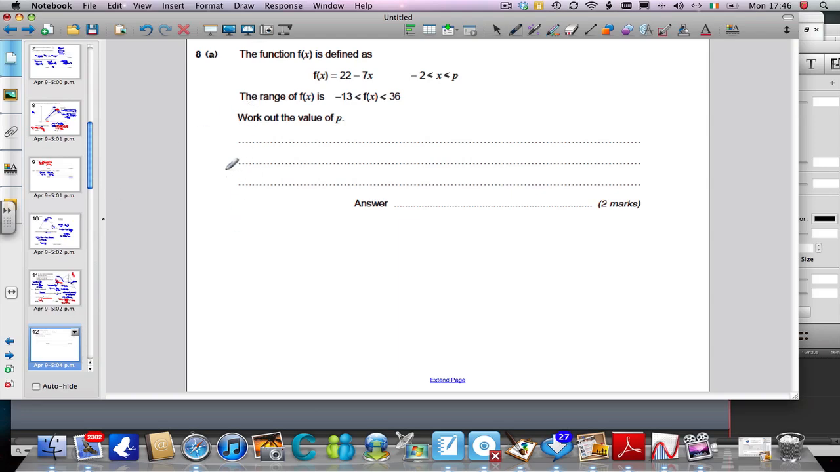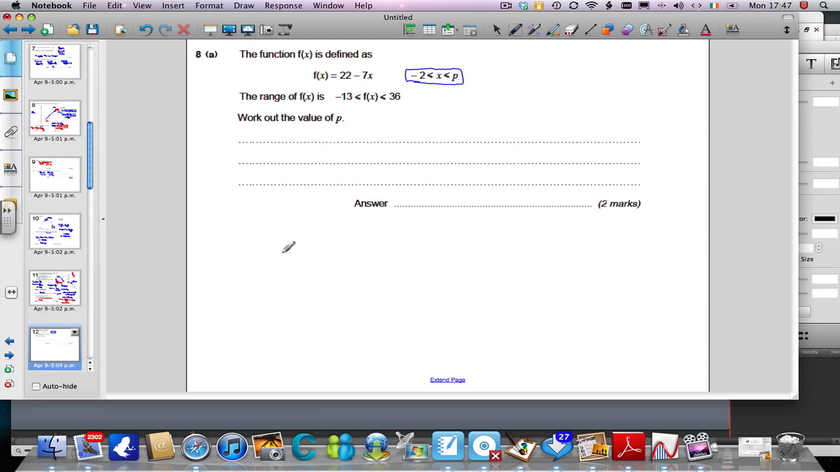Okay, this question was a little bit tricky the first time I looked at it, but it was deceptively easy actually. So we're given a function f of x, defined as 22 take away 7x, and this is the domain of the function. That means we're interested in the function between -2 and up as far as p, wherever that may be. It tells us the range of the function goes from -13 up to 36, and we're asked to work out p.